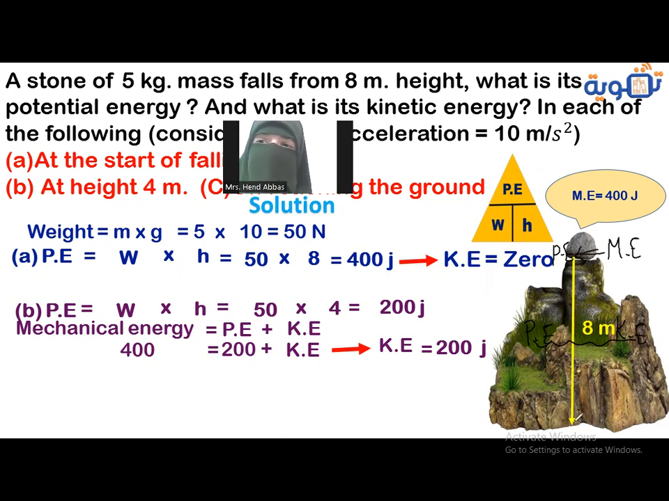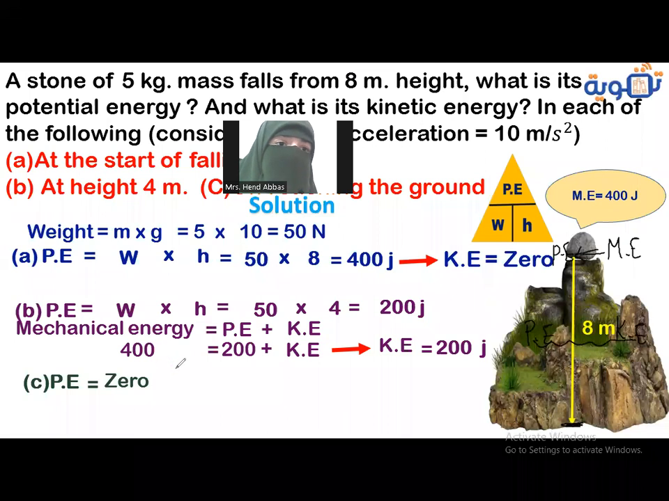Okay, what happens on reaching the Earth's surface? Is it difficult? No, very easy. On reaching the Earth's surface, the potential energy equals 0. Why, teacher? Let's remember the potential energy equals weight times height. The height is 0, and 0 times weight is 0. So the potential energy here equals 0.